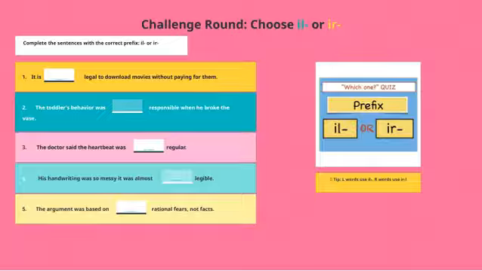Rational begins with R, so we use ir to form irrational. The sentence is, "The argument was based on irrational fears, not facts." So remember, words starting with L get il, and those starting with R get ir. This rule helps us quickly decide the correct prefix and improves our understanding of these words.